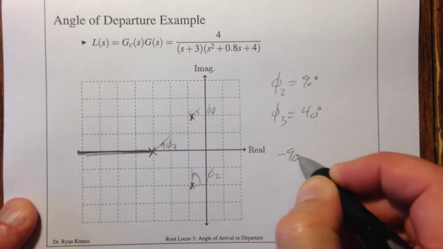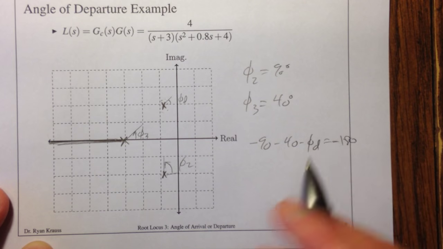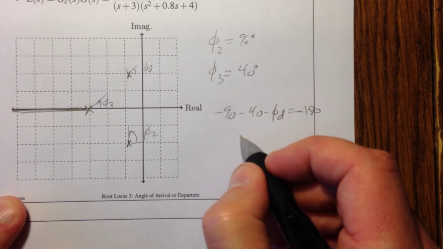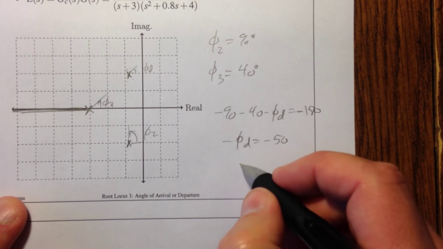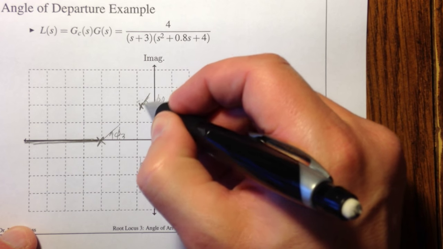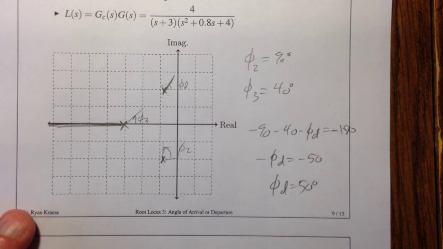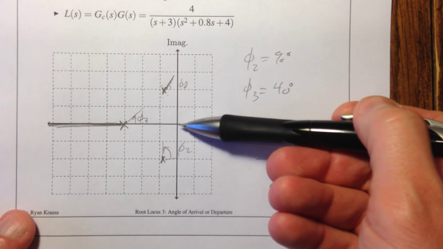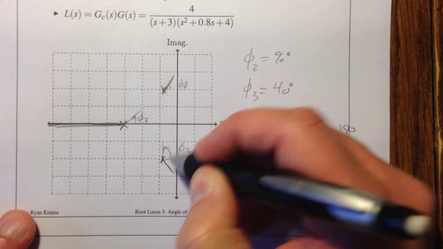So, minus 90 minus 40 minus phi d has to equal plus or minus 180. And so I'm going to add 90, I'm going to add 40, so that's 130. So a negative phi d is a negative 50 degrees. So again, multiply through by negative 1. It must depart at roughly 50 degrees. So I'm heading off like that. And that seems like eventually that means I'm going to head towards instability. So that's a danger I need to be aware of. And I could repeat that analysis, but it also always works out that a root locus is a mirror image about the real axis. So this must also head off like so.